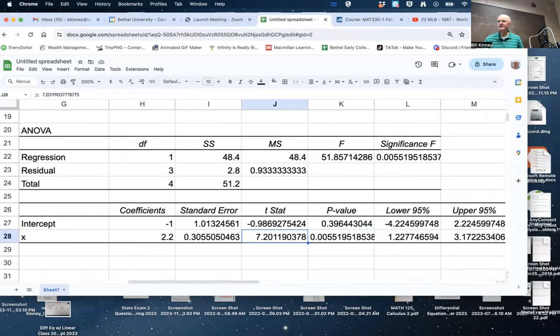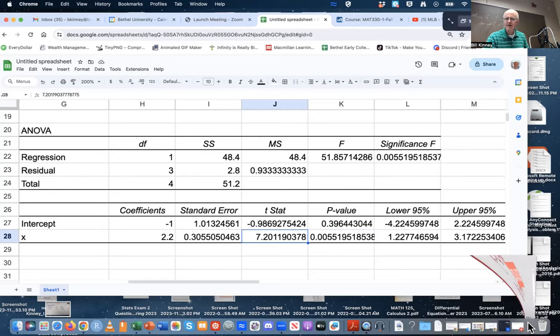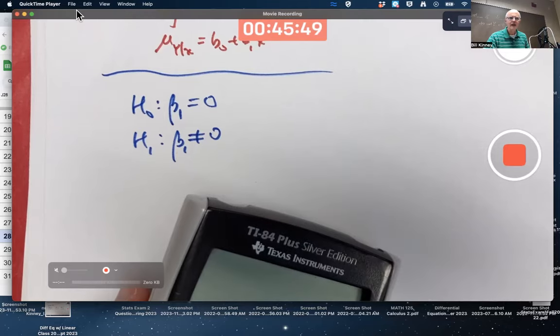Where'd that come from? There's a formula for it. How many degrees of freedom lead you from that t-stat to that p-value? N minus 2. 3 degrees of freedom. N is 5 here. N minus 2. 5 minus 2 is 3. 3 degrees of freedom. Let's confirm that it worked here.